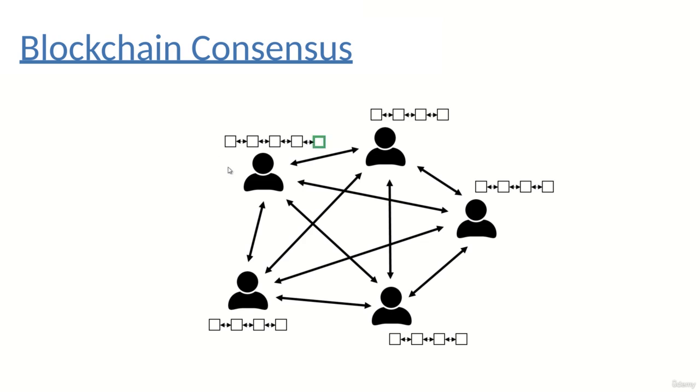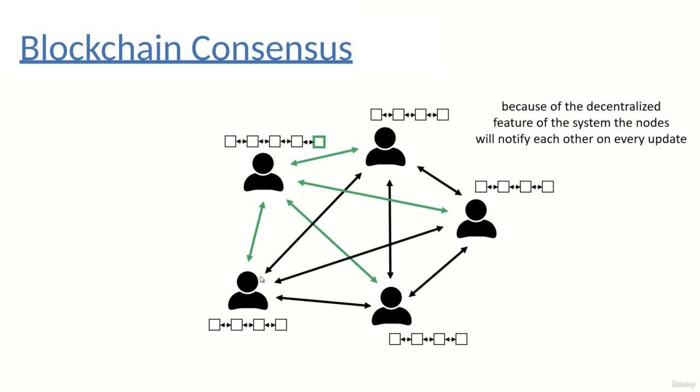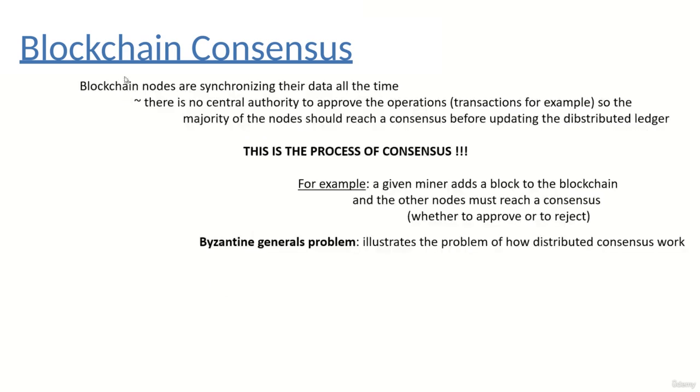So in this case, if a client makes a given transaction, then he or she will append that transaction as a block to the blockchain. Of course, he or she has to notify all the other nodes in the network in order to update their ledgers. So that's why blockchain nodes are synchronizing their data all the time.